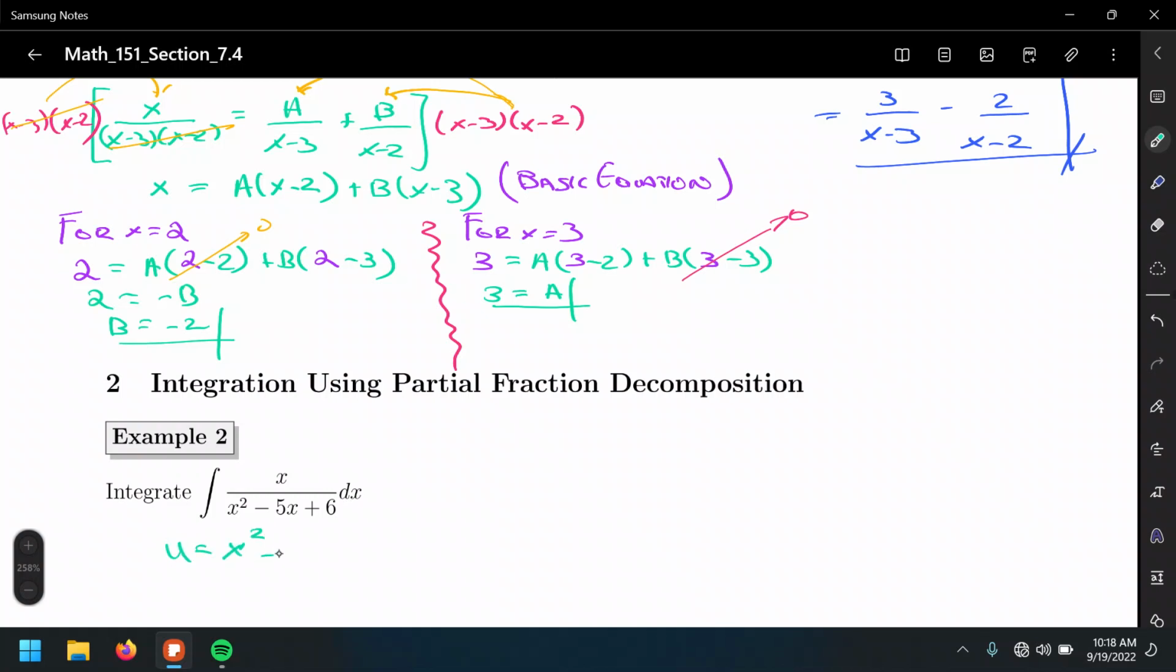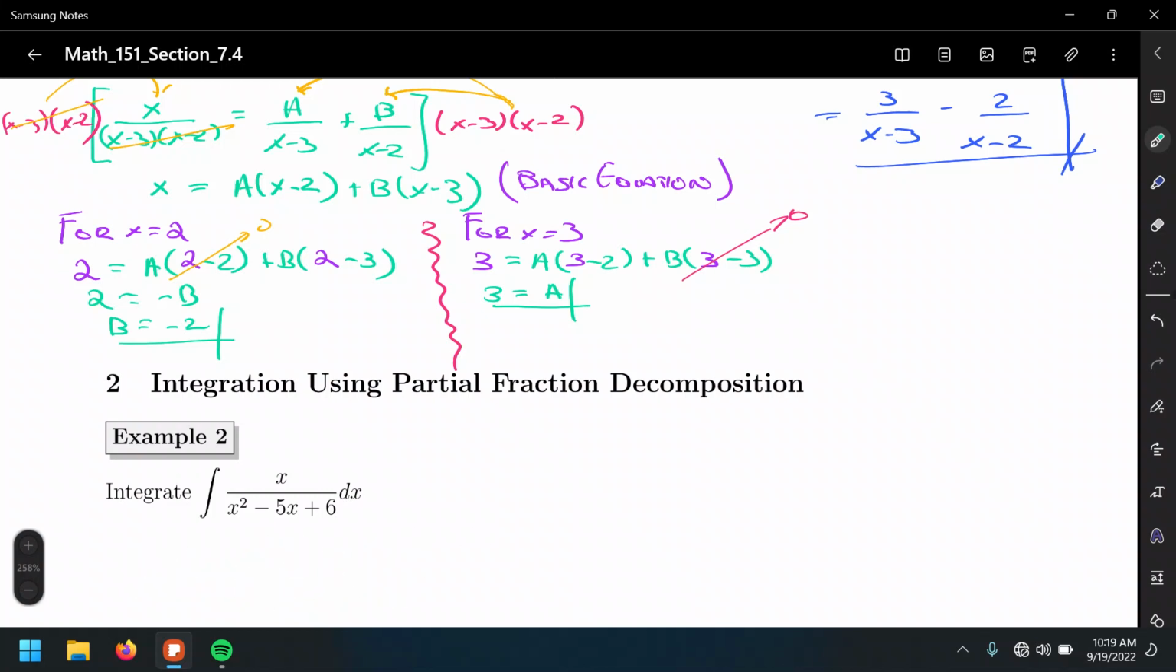u equals x squared minus 5x plus 6. du would be 2x minus 5 with respect to x. Well, in this case we have this x right here, but we're missing that 5 and that 2, so we would need to do a bunch of adjustments in here, which is doable, but I think it's going to be too messy. So in this case, even though partial fraction decompositions look like longer problems, I think it's a more efficient, better way to go about this kind of integration problem.